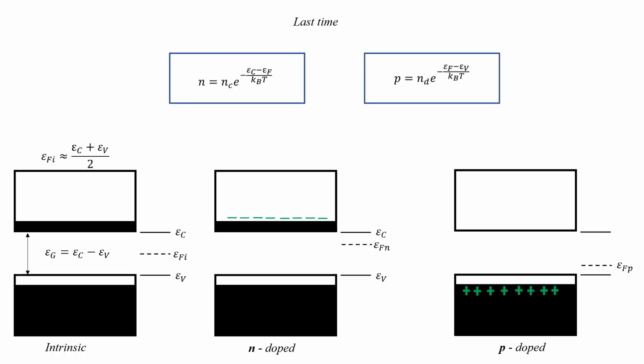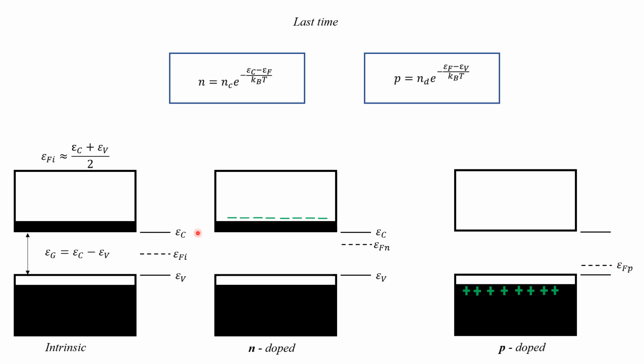Last time we learned that doping is a process that is used to control the concentration of charge carriers in semiconductors, the concentration of free electrons and the concentration of holes. In n-doping, the concentration of free electrons increases, the concentration of holes decreases, and the Fermi level moves up. In p-doping, the concentration of free electrons decreases, the concentration of holes increases, and the Fermi level moves down.